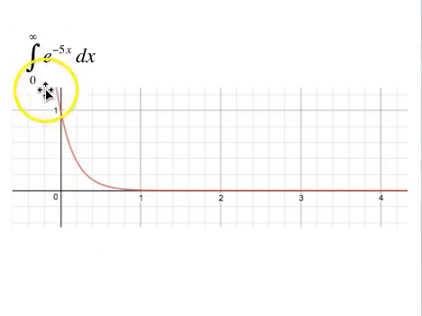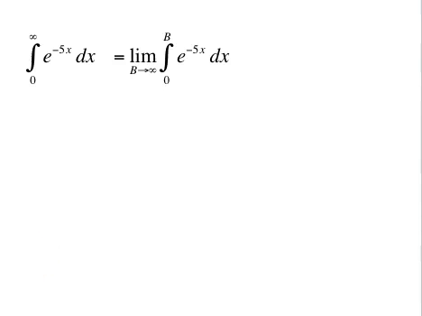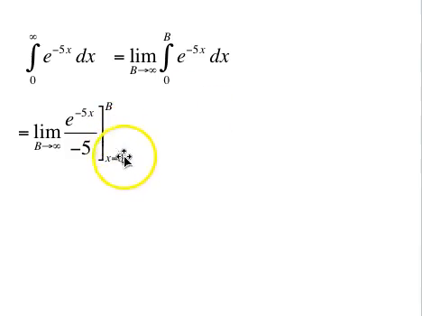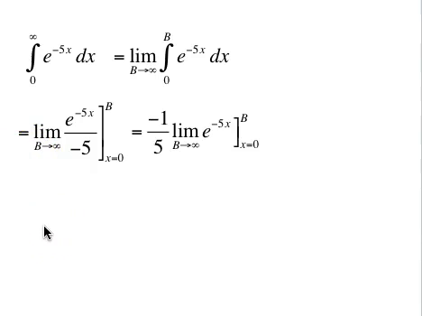So again, we've got to write it as a limit. Limit as b goes to infinity of the integral from 0 to b of e to the negative 5x dx. Remember, the integral of e to the kx dx is e to the kx over k. So the integral of e to the negative 5x would be e to the negative 5x over negative 5. Then we evaluate that at b and at 0 and subtract. Now this negative 5 downstairs is really 1 over negative 5, so negative 1/5 can come out in front of the limit sign.